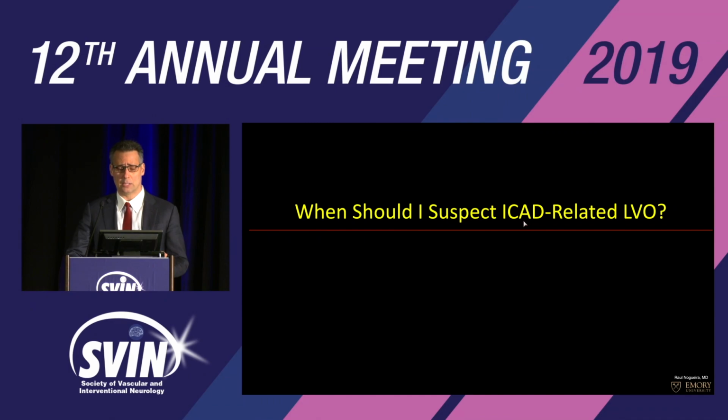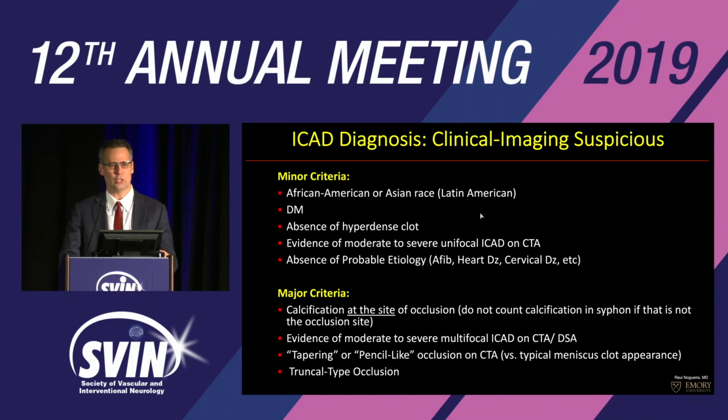So the first question is how should we suspect ICAD? Like Mark said, we need to have a high degree of suspicion so you can treat early. We have these minor criteria based on demographics, like the racial profile: African American, Asian, Latin American patients, and diabetics. In terms of non-invasive imaging, the absence of a hyperdense vessel sign favors ICAD. If you have evidence of moderate to severe unifocal disease on CTA, we believe that's a minor criterion. Absence of a probable cardioembolic etiology is also a minor criterion.